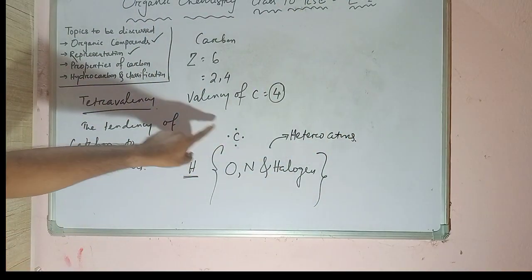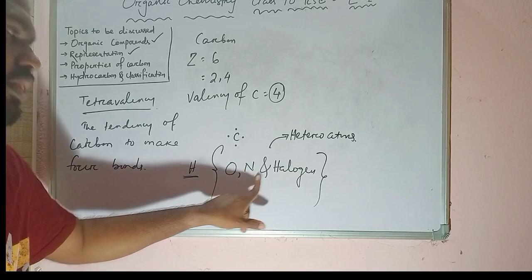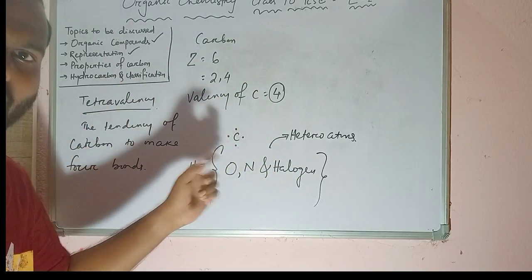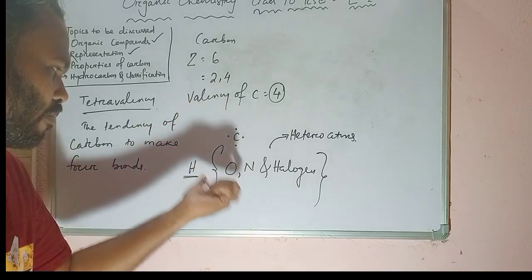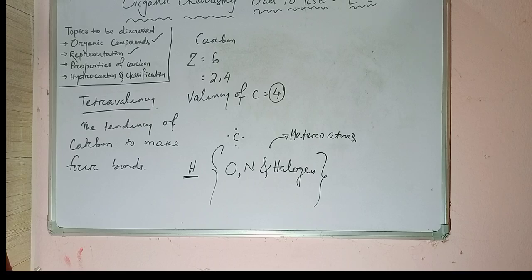So carbon can be connected to hydrogen or oxygen or nitrogen or halogen, but at the end carbon will form 4 bonds. So this is the tetravalency of carbon. Hope you understood.